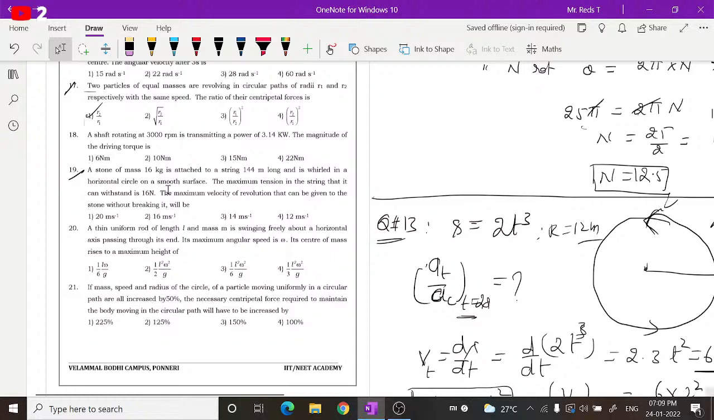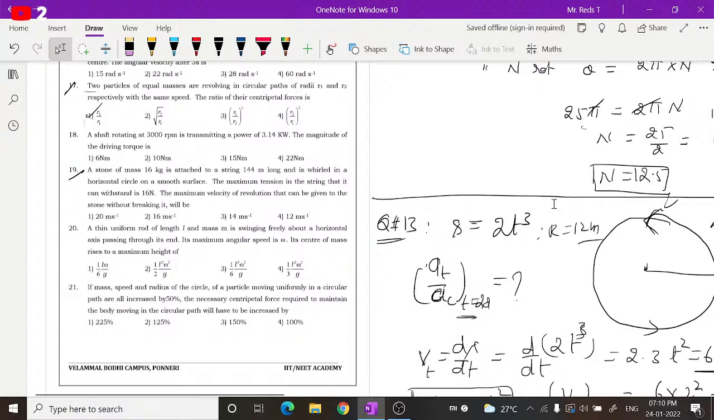Question number 19. A stone of mass 16 kg is attached to a string 144 meter long and is whirled in a horizontal circle on a smooth surface. The maximum tension in the string that it can withstand is 16 Newton. The maximum velocity of revolution that can be given to the stone without breaking it will be. What is this and how to deal with it?